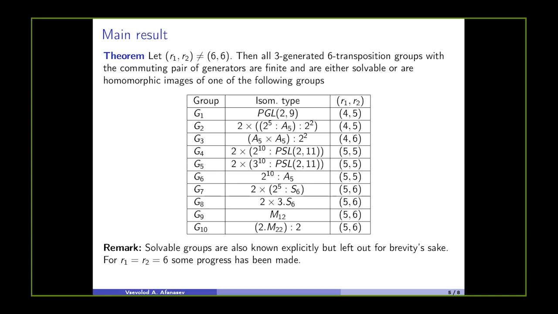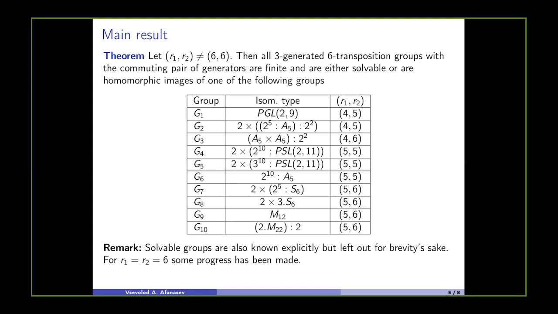If we say that R1 and R2 are both not equal to 6, then we have the following list. So then all 3 generated 6 transposition groups with a commuting pair of generators are finite, and they are either solvable or they are homomorphic images of one of the following groups which are listed here.